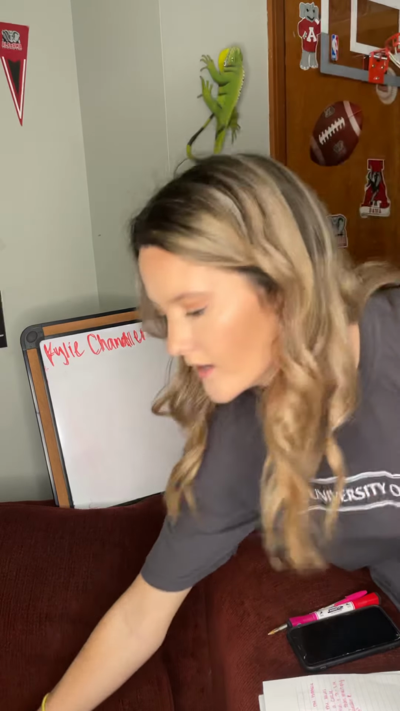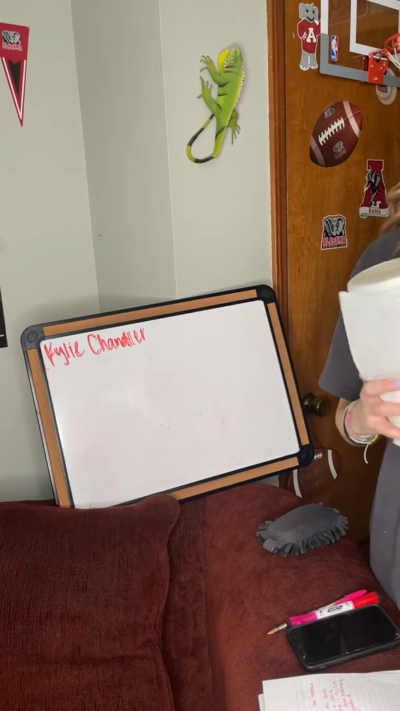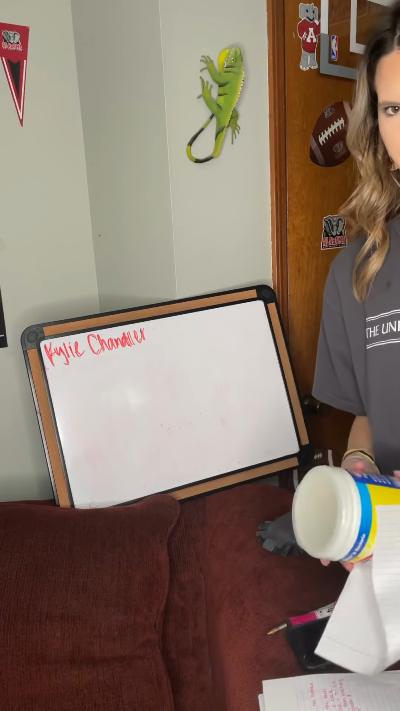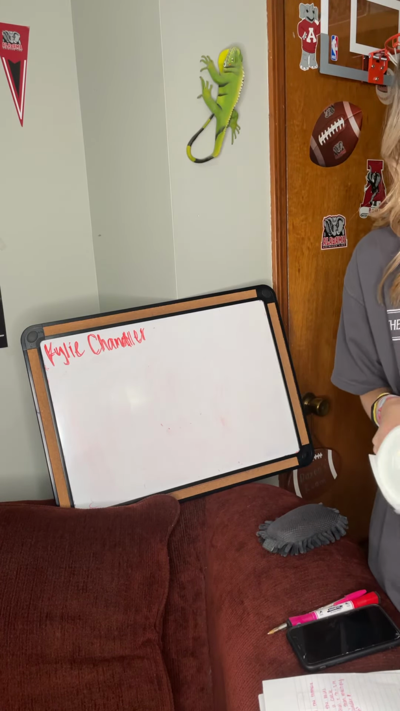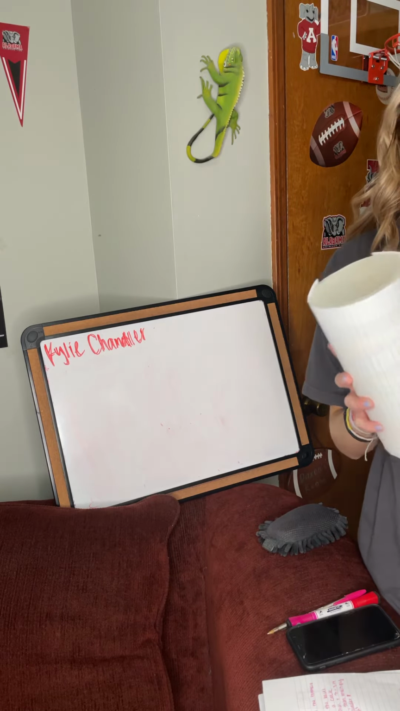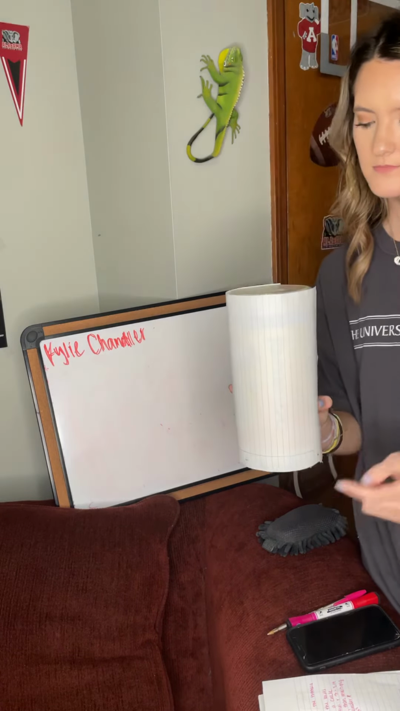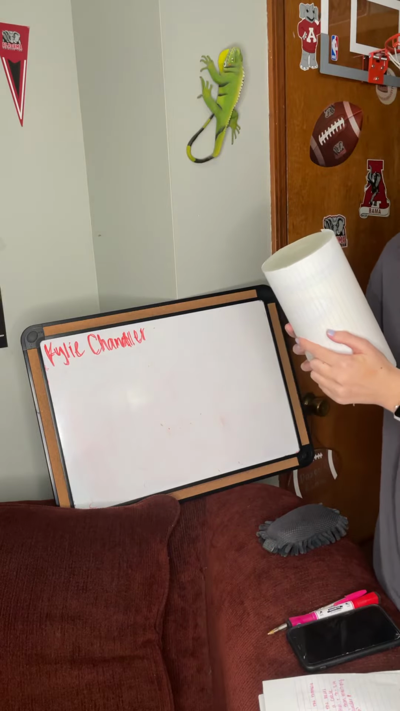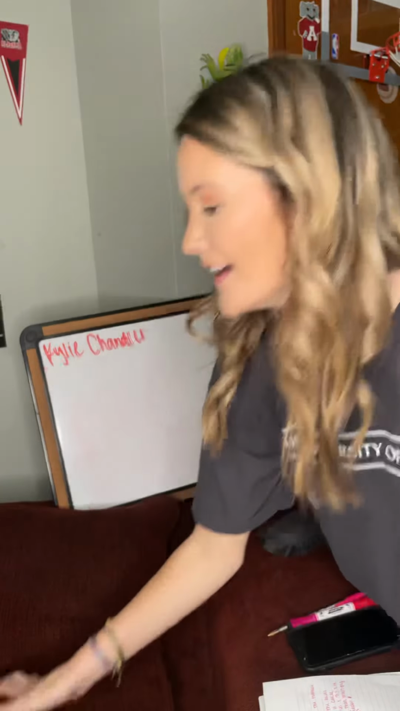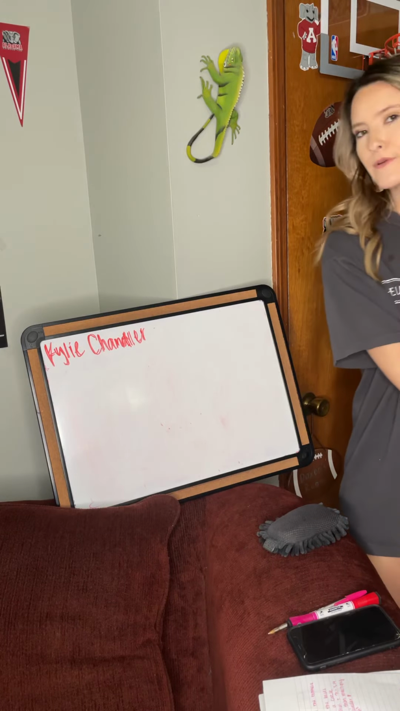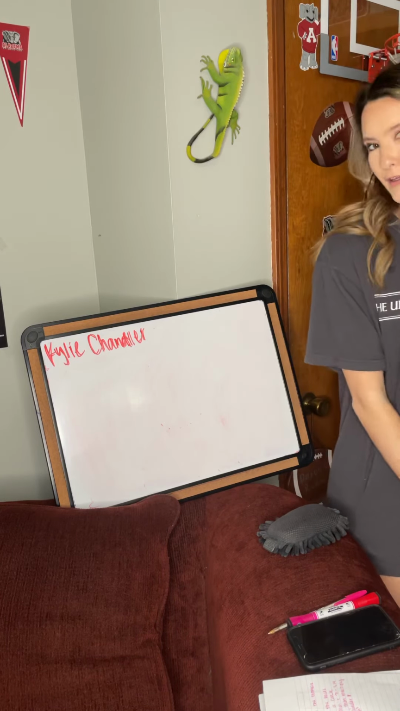Surface area is your two bases, and then what's left here. So we're finding what is all on the outside. And that is sections 10.4 and 10.5 on volume and surface area.